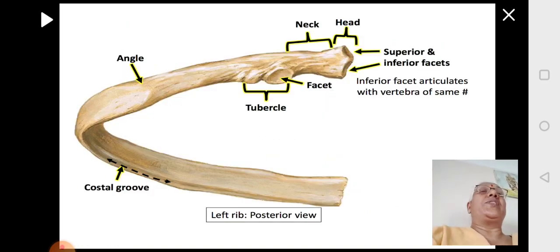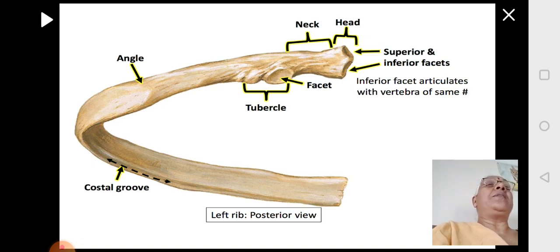Now, coming to the structure of the rib. This is the picture of the left side rib from the posterior side. The first part of the rib is called the head, followed by the neck. Then you have the tubercle, then the body or the shaft of the rib. So you have head, neck, tubercle and body or the shaft.